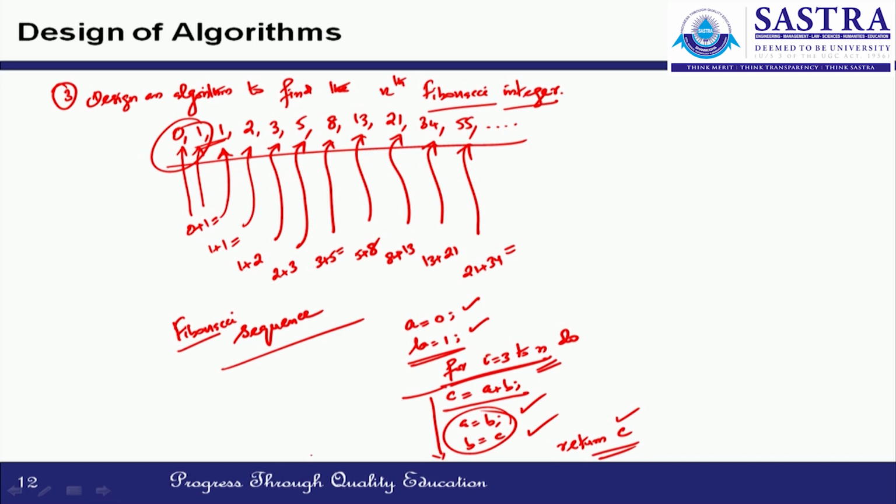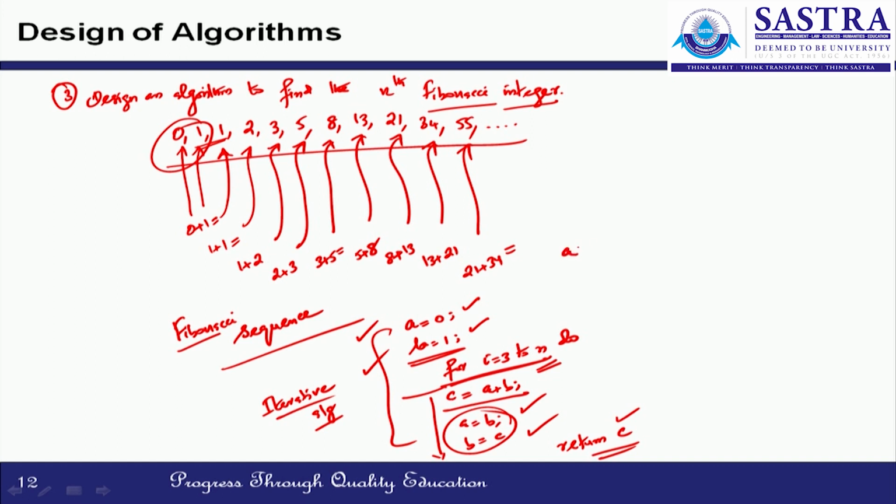First, let us design the iterative algorithm. To design the iterative algorithm, this initialization is required. a is equal to 0, b is equal to 1. Then continuing this for loop, we have 3 executable statements. c is equal to a plus b, then a is equal to b, and b is equal to c.